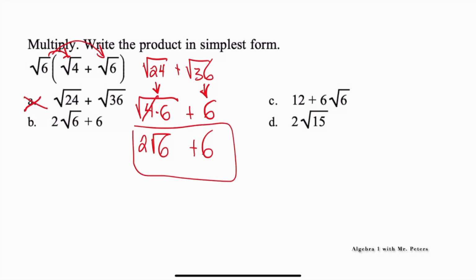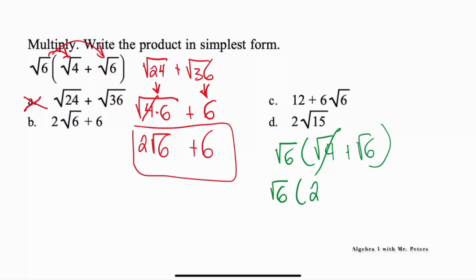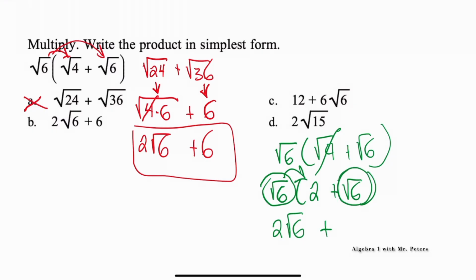Now another way we could have done this, let's switch colors real quick. We have radical 6 times radical 4 plus radical 6. This is a perfect square. So we could rewrite this as radical 6 times 2 plus radical 6. And when we do that now, we distribute, we'll have 2 radical 6. And anytime we multiply the same radicals, it's just a number without the radical. So we could save that multiplying and simplifying step. So correct answer should be B.